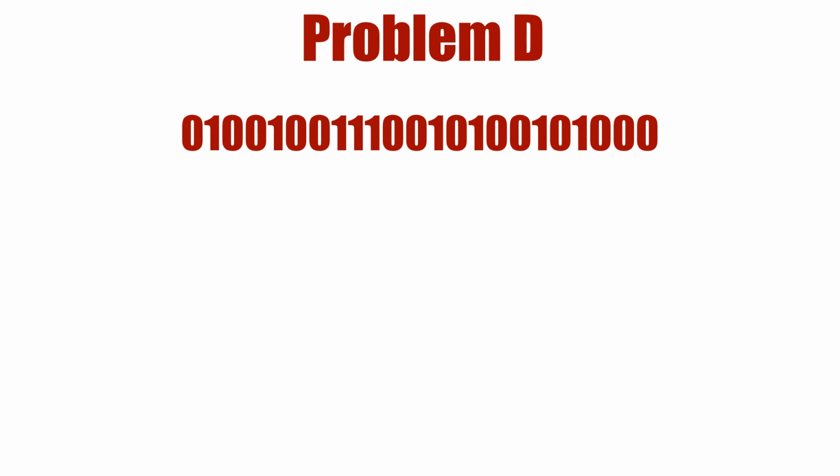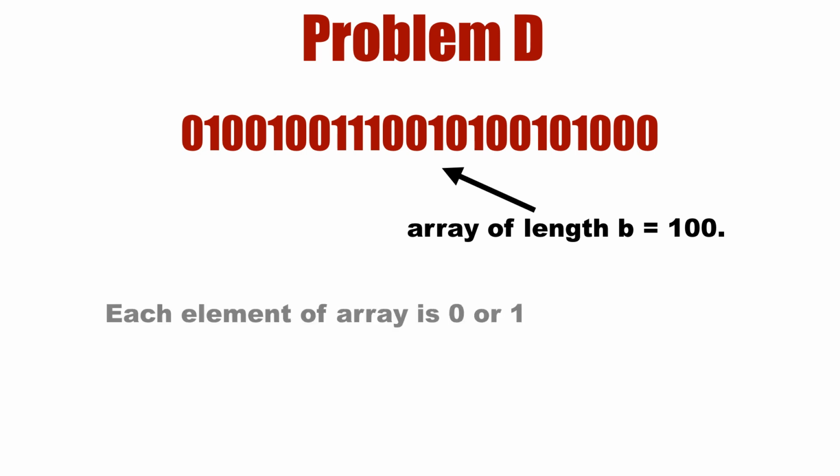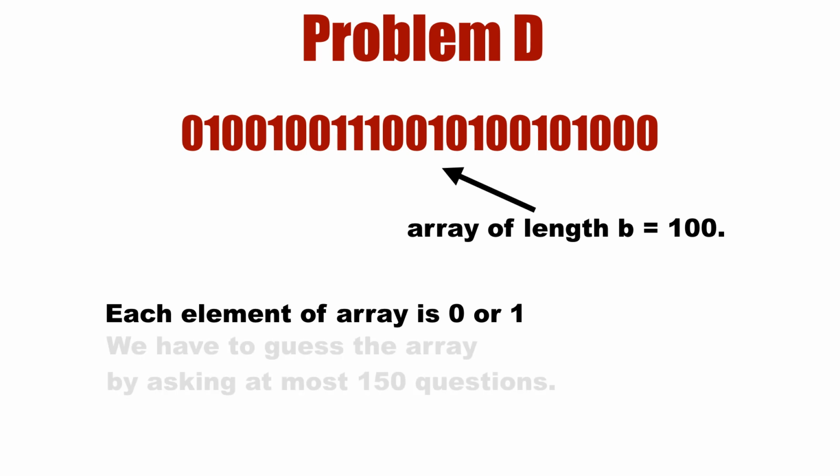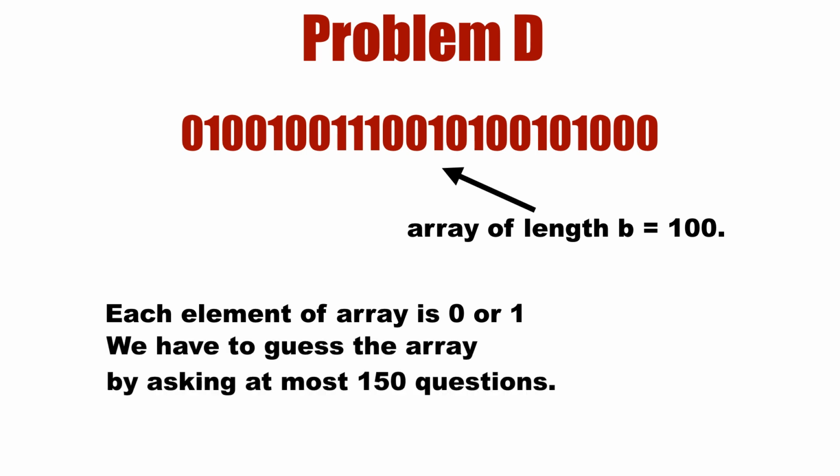So we have an array, and the length of that array is 100. It's fixed. I'm calling it length b as 100. Each element of the array is either 0 or 1. We have to guess this array by asking at most 150 questions. So in this array that you are seeing, 0, 1, 0, 0, and so on, the length is 100, each element of the array is 0 or 1, and we have to guess it.